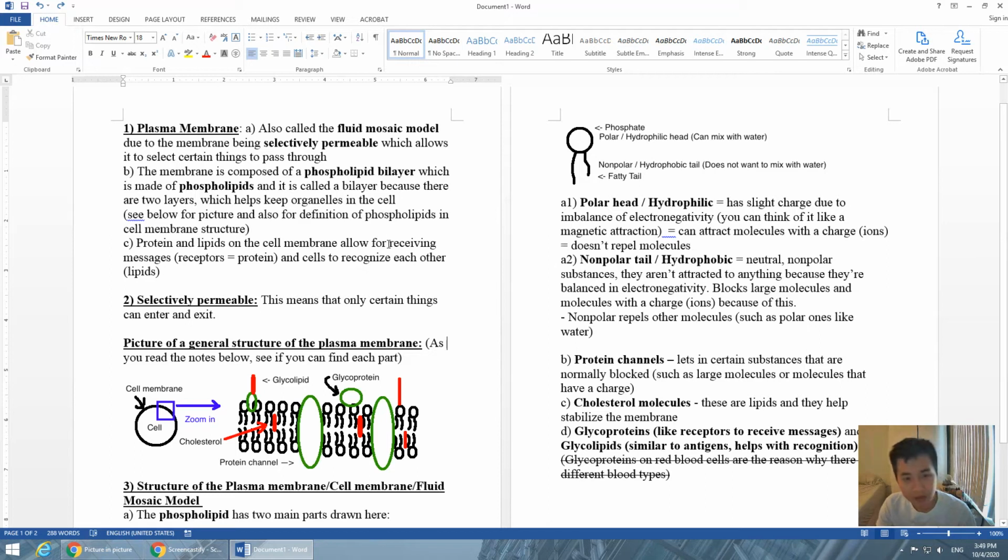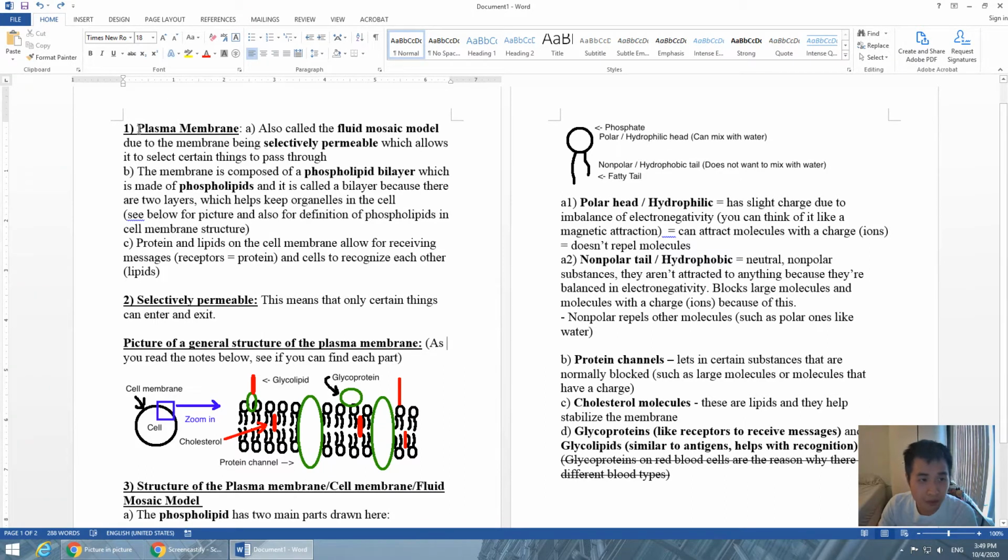Okay, as we know, the cell has a cell membrane around it. So here's the cell, and then it's surrounded by a cell membrane, and the cell membrane lets things in and out of the cell. But a cell membrane doesn't have a brain. So how does the cell membrane let in certain things, but also block out a lot of other things? So we'll talk about the structure of the cell membrane in this video.